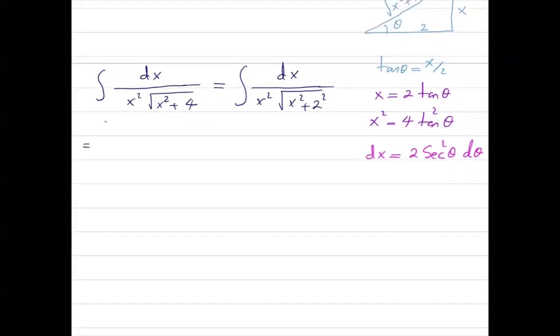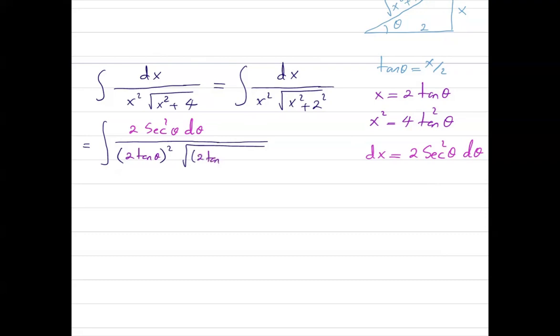So take a look. This can be written as the integral of dx. Well, I calculated dx. dx is 2 secant squared of theta d theta. On the denominator, I have x squared. What is x? x is 2 tangent theta. So let us copy this down on the denominator, 2 tangent theta raised to the second power, times the square root of, well, I have x squared. Again, x squared, you have 2 tangent theta to the second power plus 4.